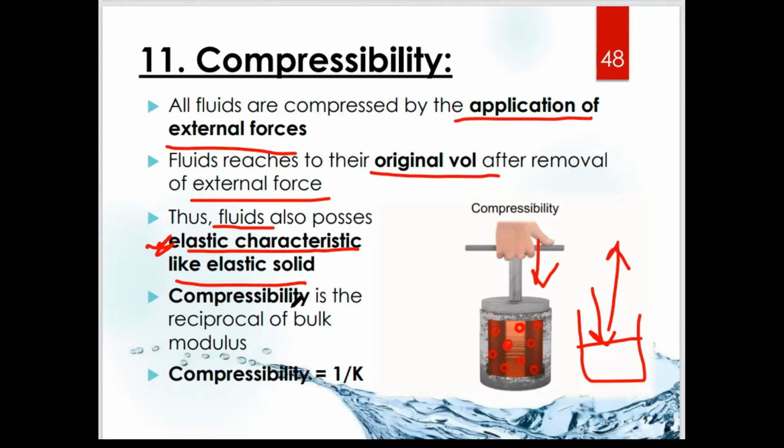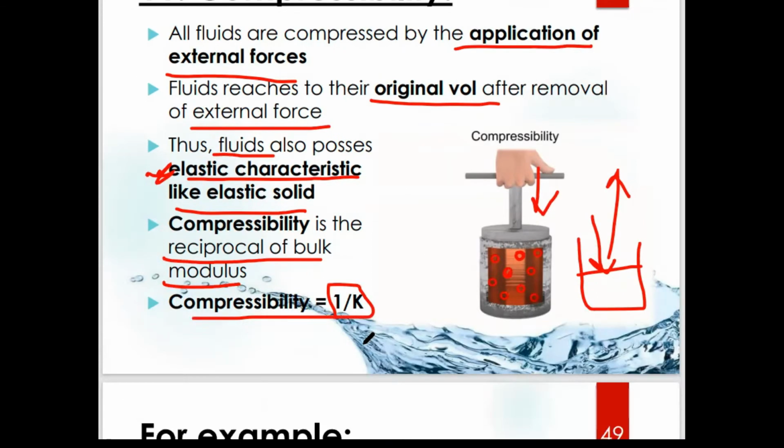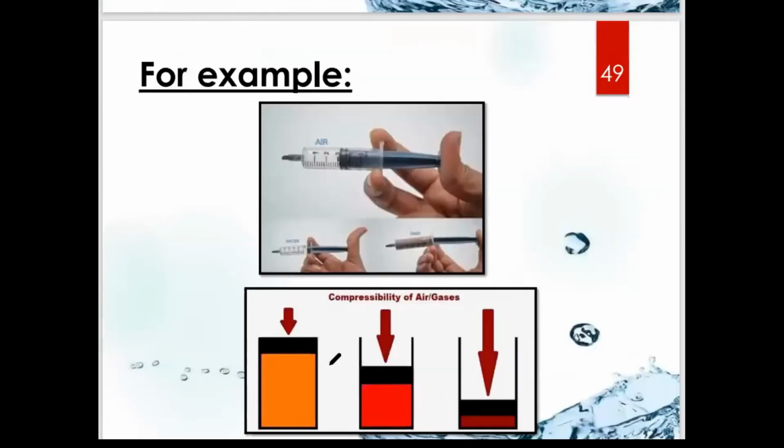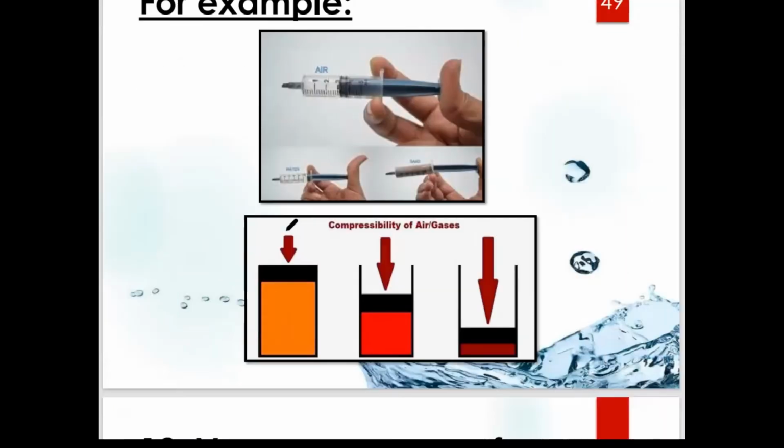So compressibility can be defined as the reciprocal of bulk modulus, that is, compressibility is equal to 1 by K, where K is the bulk modulus. So the definition of compressibility is the reciprocal of bulk modulus. See here, you have some examples of compressibility. Injection of air is also one of the examples of compressibility.